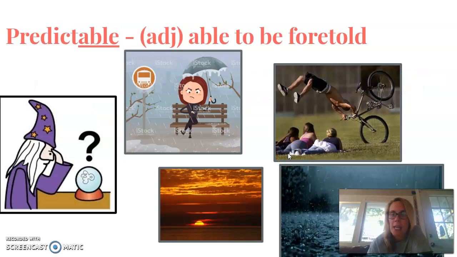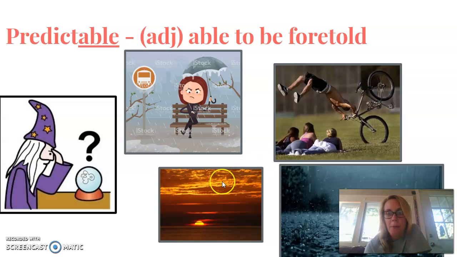The next word is predictable. Say predictable. The suffix is able. Say able. Able is at the end of the word predictable. Predictable is an adjective that means able to be foretold. You may notice that the prefix pre is part of the word, and a root dict, which means to speak or say, is also part of the word. Predictable can mean to speak or say about something before it happens.